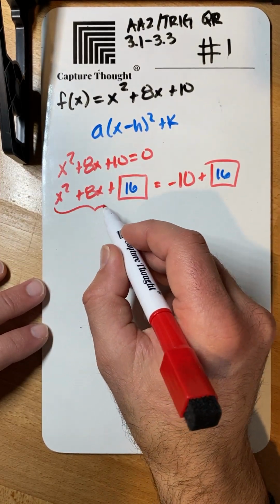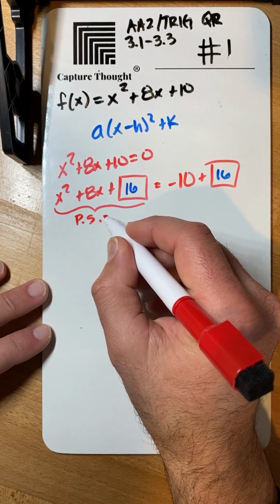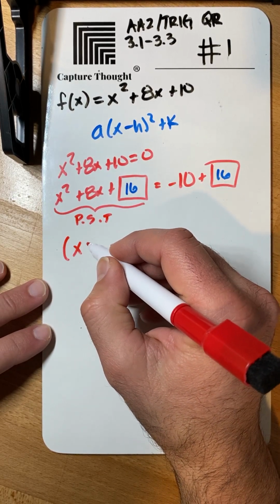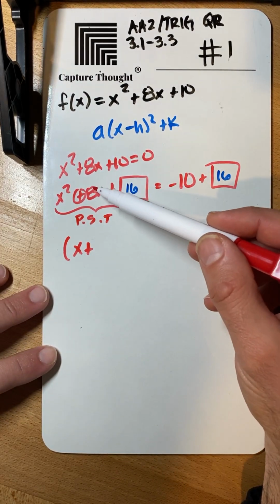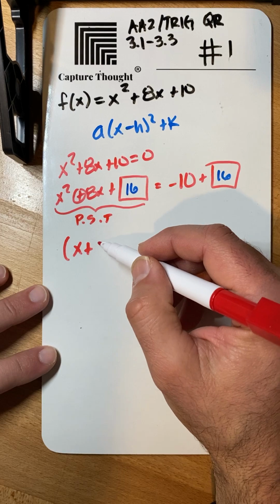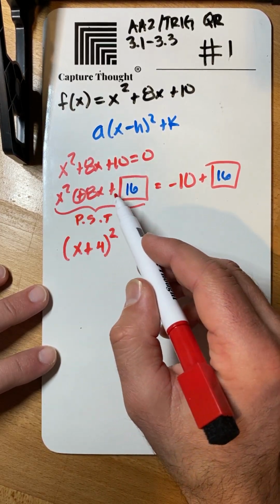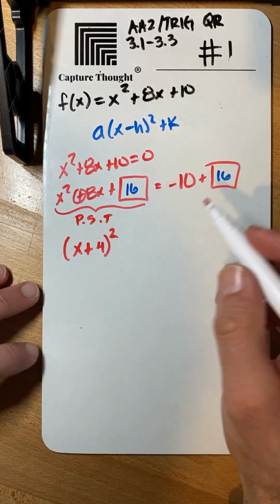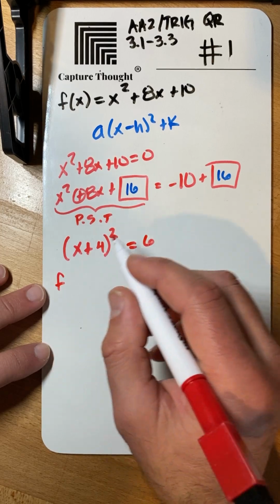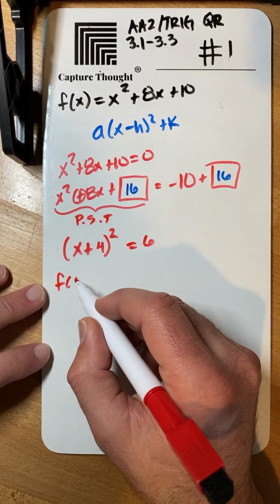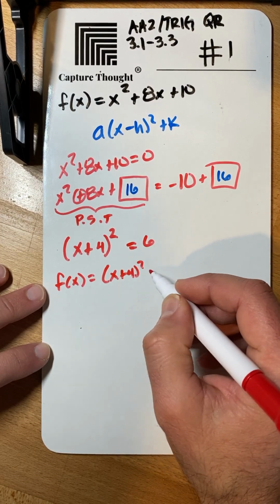Now, the whole reason for doing that is because this becomes a perfect square trinomial. It'll always factor down to x plus whatever this sign is, right? And then half of the b value. So this is going to be x plus 4 all squared. So if I multiplied this out, I would get x squared plus 8x plus 16. That's the whole point. On the other side, you'd have a 6. So writing your function in this form, f of x would be (x plus 4) all squared minus 6.